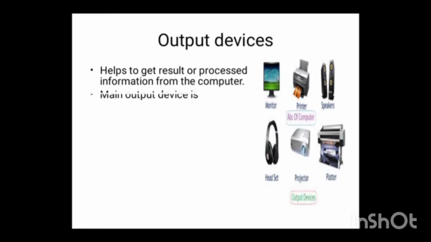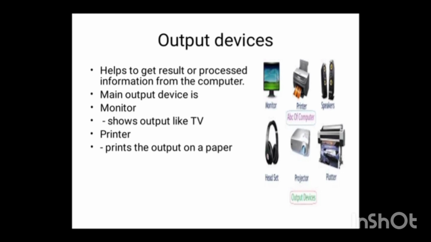Okay, now we can see about the output devices. They help to get results or processed information from the computer. Main output devices are the monitor. It shows output like a TV. Okay. Now, next one is the printer. With the printer, you will get a result on paper. It prints the output on paper. The other one is speakers, to listen to sounds from the computer.